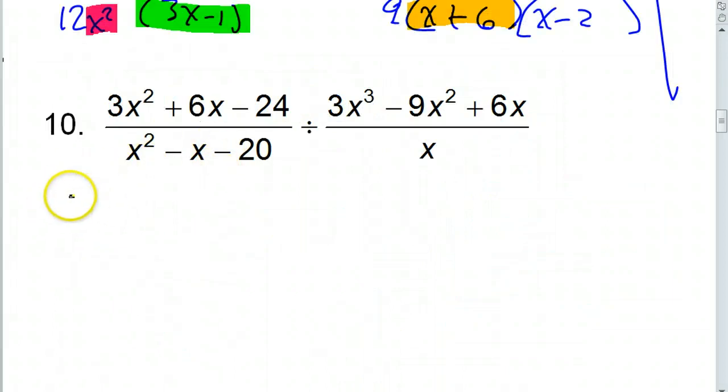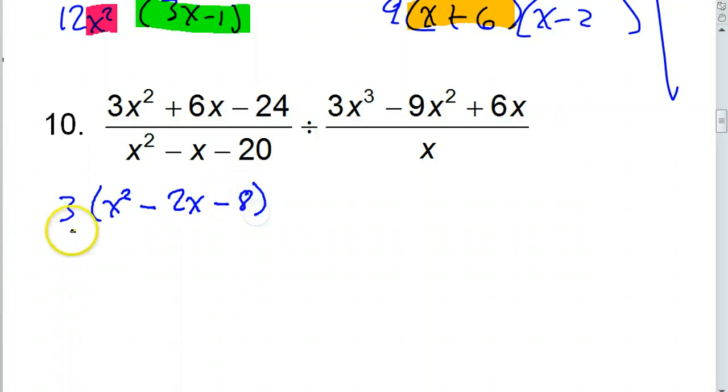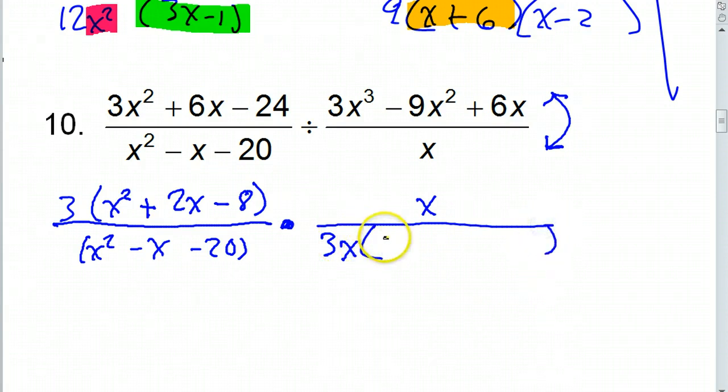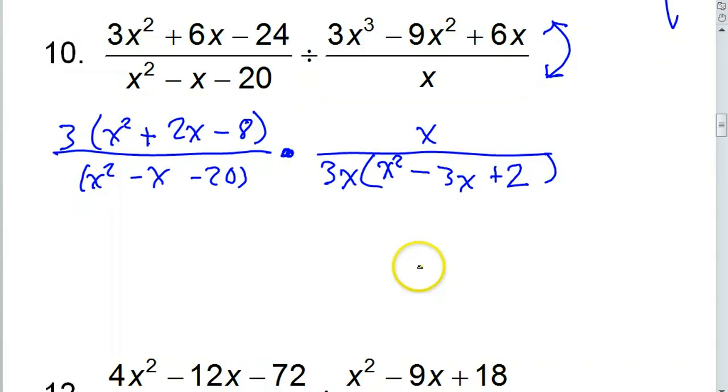So number 10. The numerator here has a GCF in it. So we have the 3, and that's going to be x squared minus 2x minus 8 plus 2x minus 8. Thank you. I know, right? I'm slipping. I'll factor it on the next level. And this one, I'm going to change it to multiplication, and I'm going to do the reciprocal now. So that's why I'm going to have x up here, and here I have another GCF to deal with. So I have 3x as the common factor, and that's going to leave behind x squared minus 3x plus 2. Okay, so now I'm going to factor further.